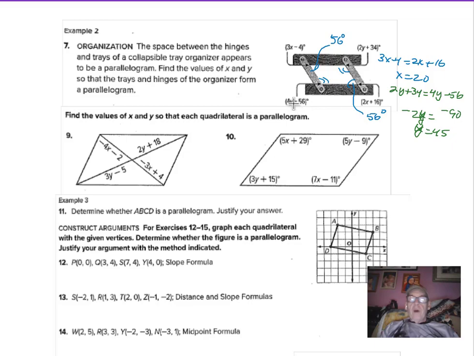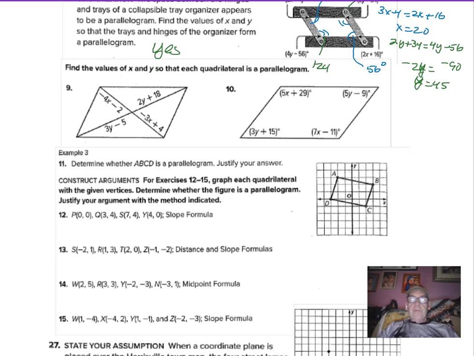If y is 45, we have 180 take away 56, which is 124. And up here we have 90 plus 34, which also is 124. So these also match. So yes, it is a parallelogram. Let's look at number 9.